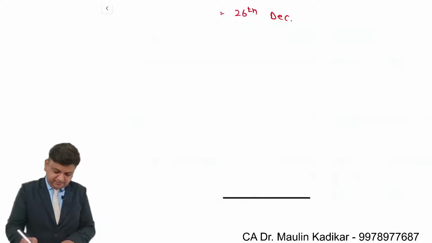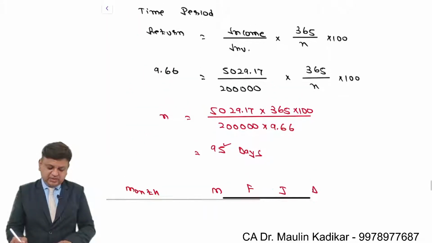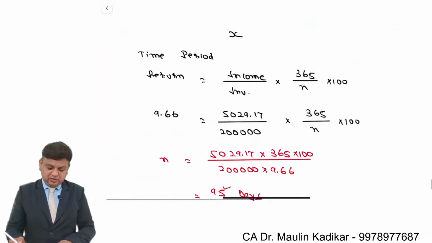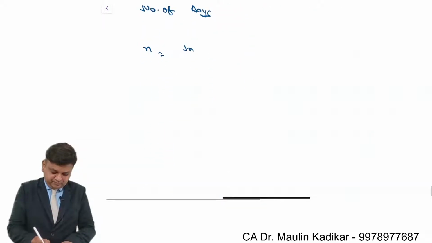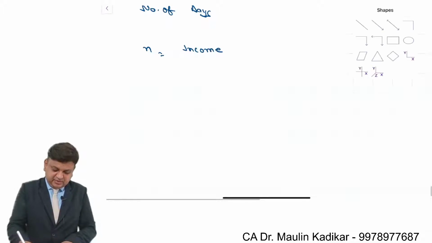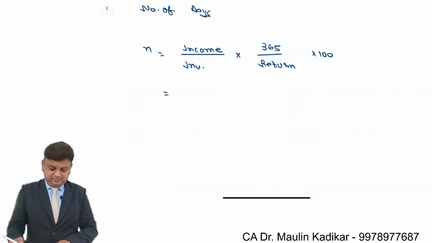Next is mutual fund Y. In that again the number of days, based on the equation that we have written, you can answer it directly. N can be calculated as income upon investment into 365 days upon return into 100. This is what we understand.